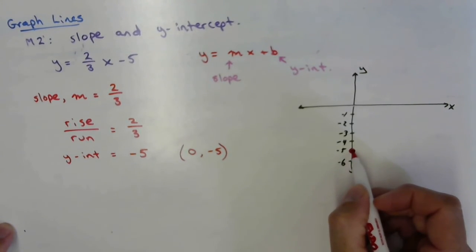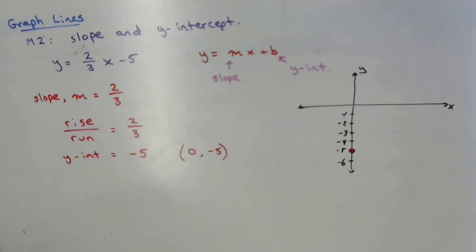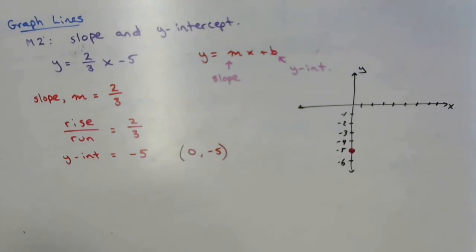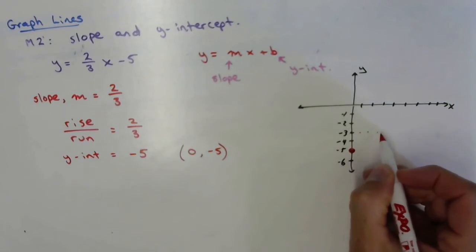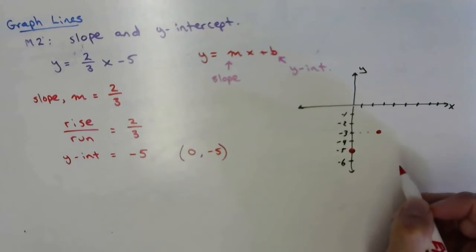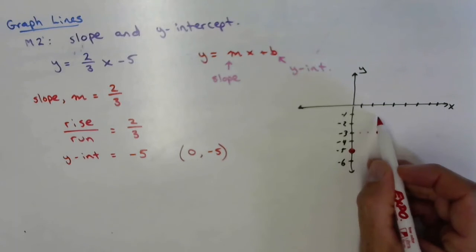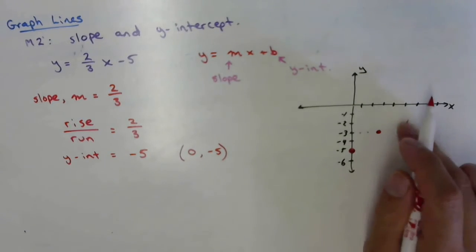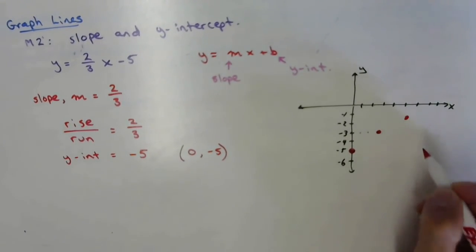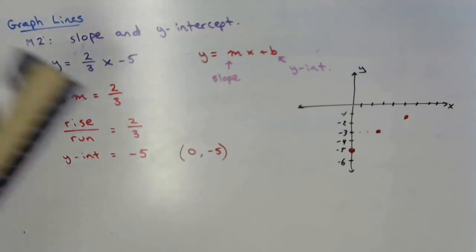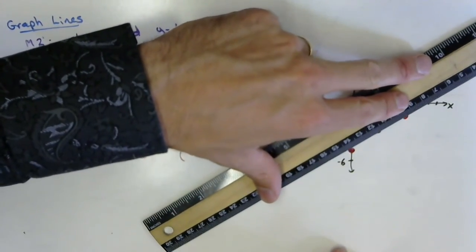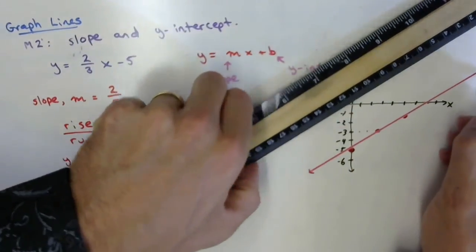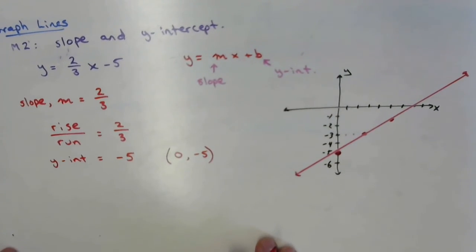So I'm going to go up from -5 up 1, 2. And I'm going to go over 1, 2, 3. That's going to be my next point. Okay, and then I'm going to do that again. Go up 2 to -1 and over 3 to +6. My grid is not perfect because I'm just doing it quick on a whiteboard here. But once I have a couple of points, I can take my ruler and draw a line through those points. Add an arrow to each end of the line. And what do I still need to do?